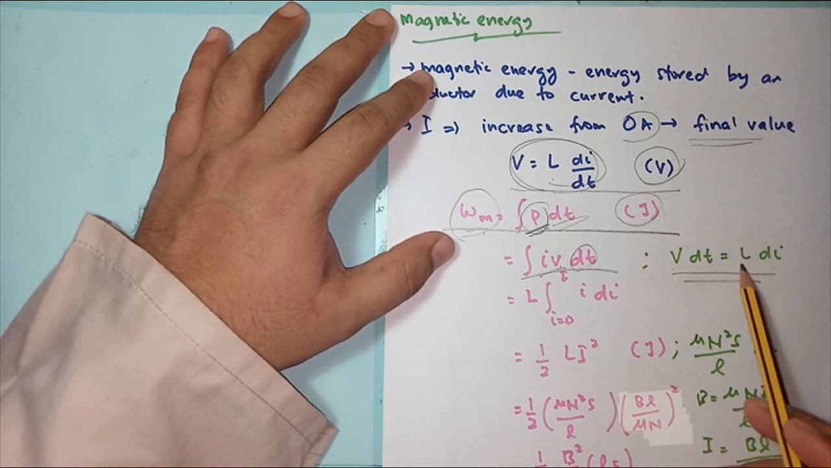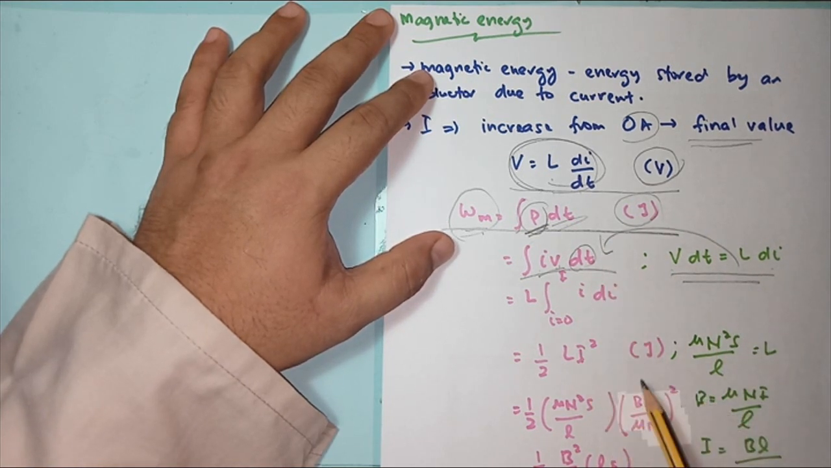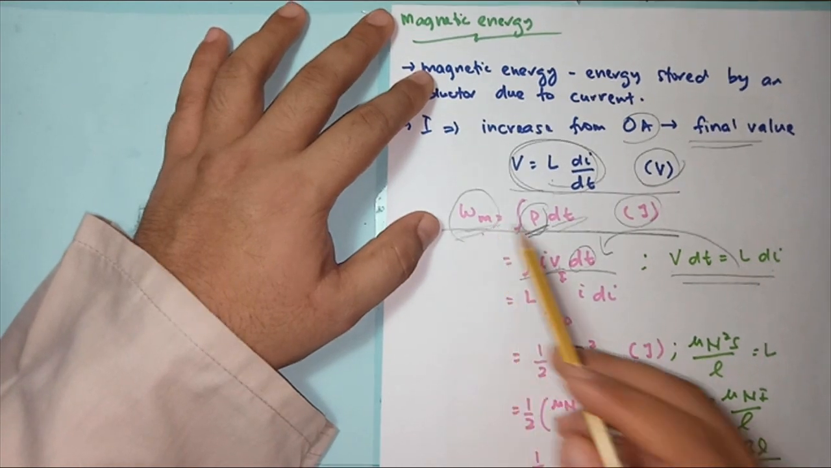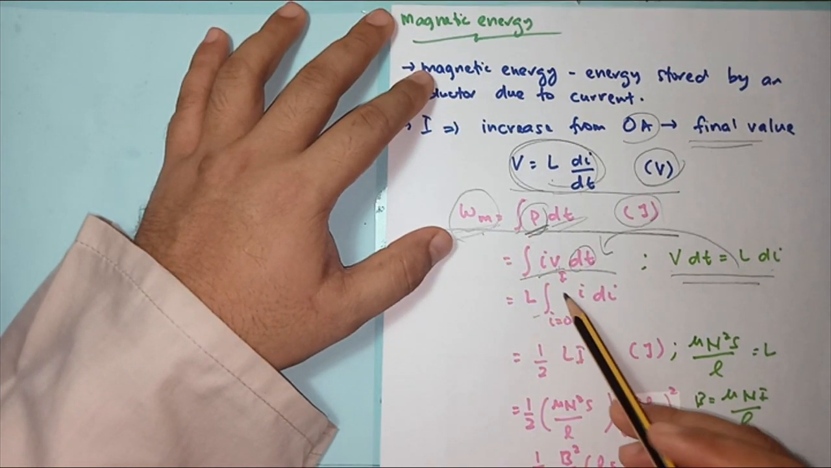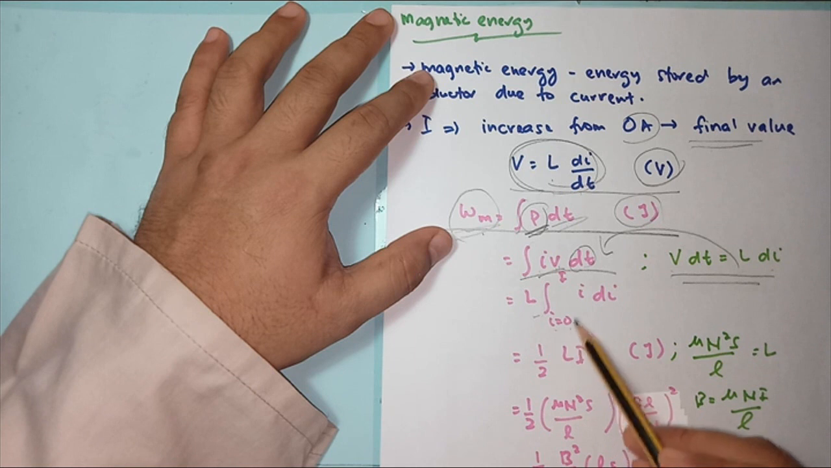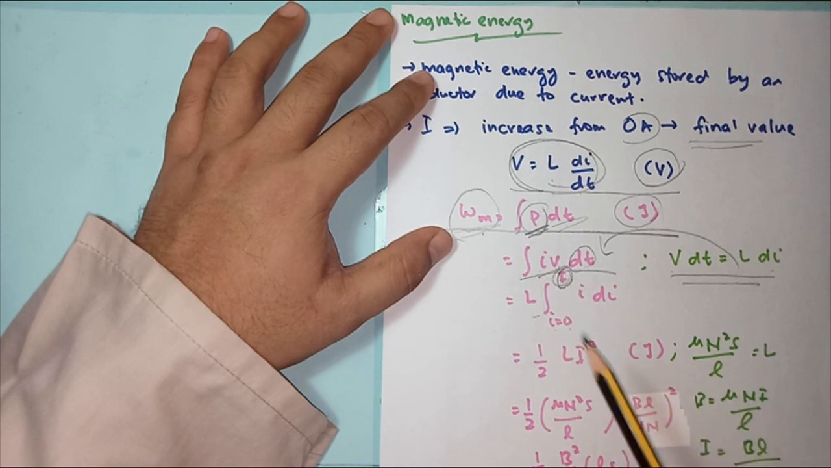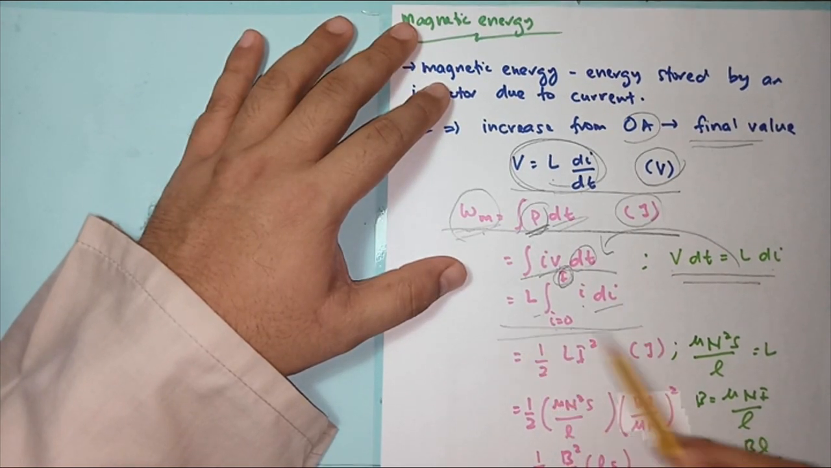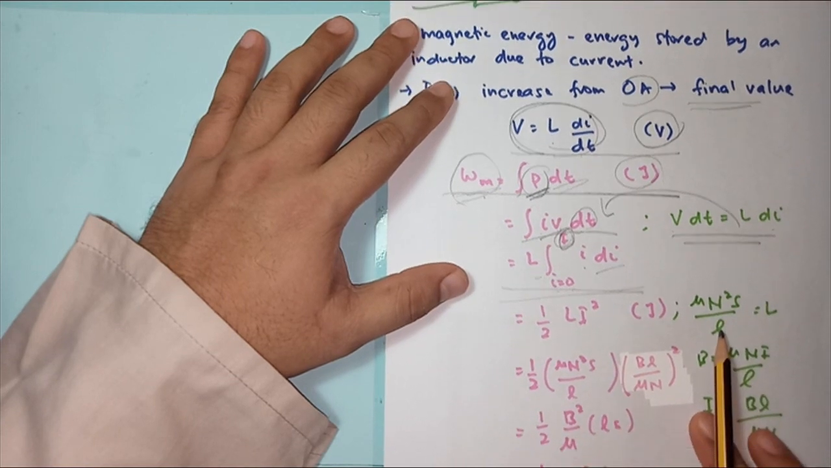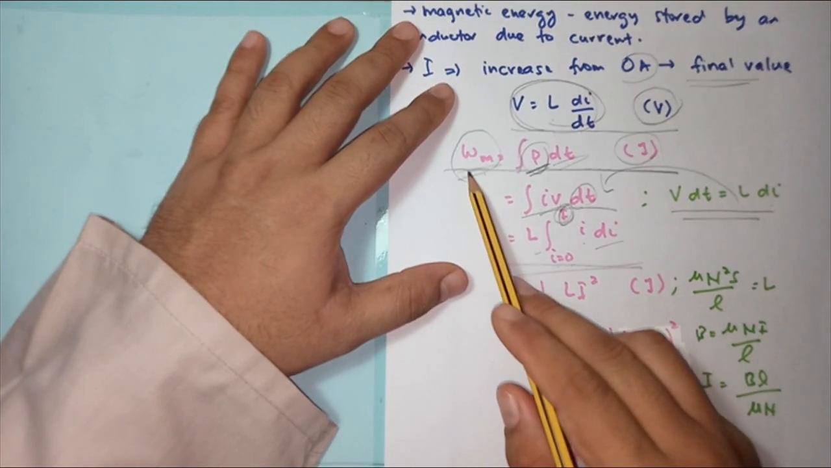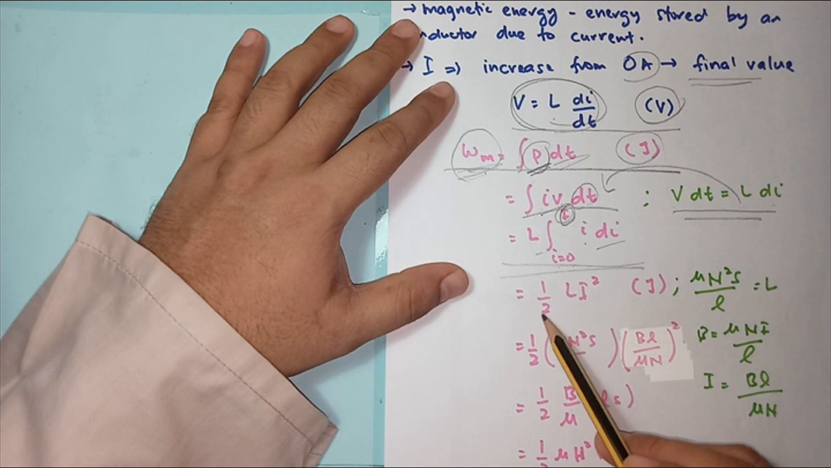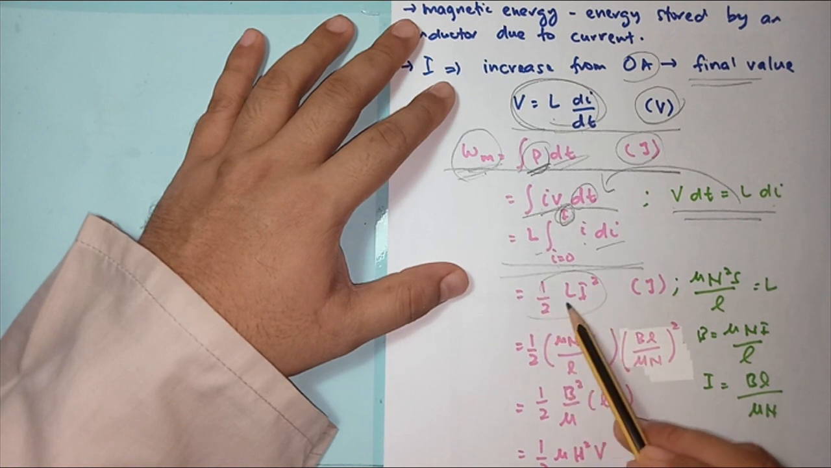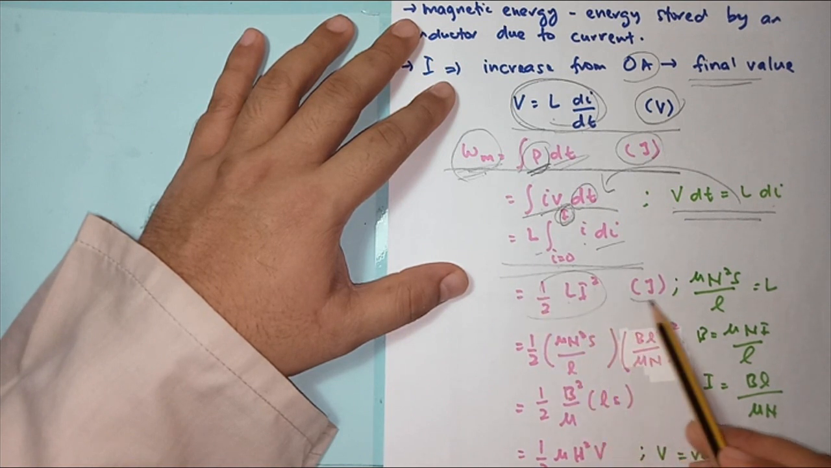By replacing inside this expression, we have the magnetic energy equal to L integration of I dI from 0 until I, where I is the final value of the current inside the inductance. By solving this mathematical expression, the magnetic energy can be represented as half L I squared, and the unit is joule.